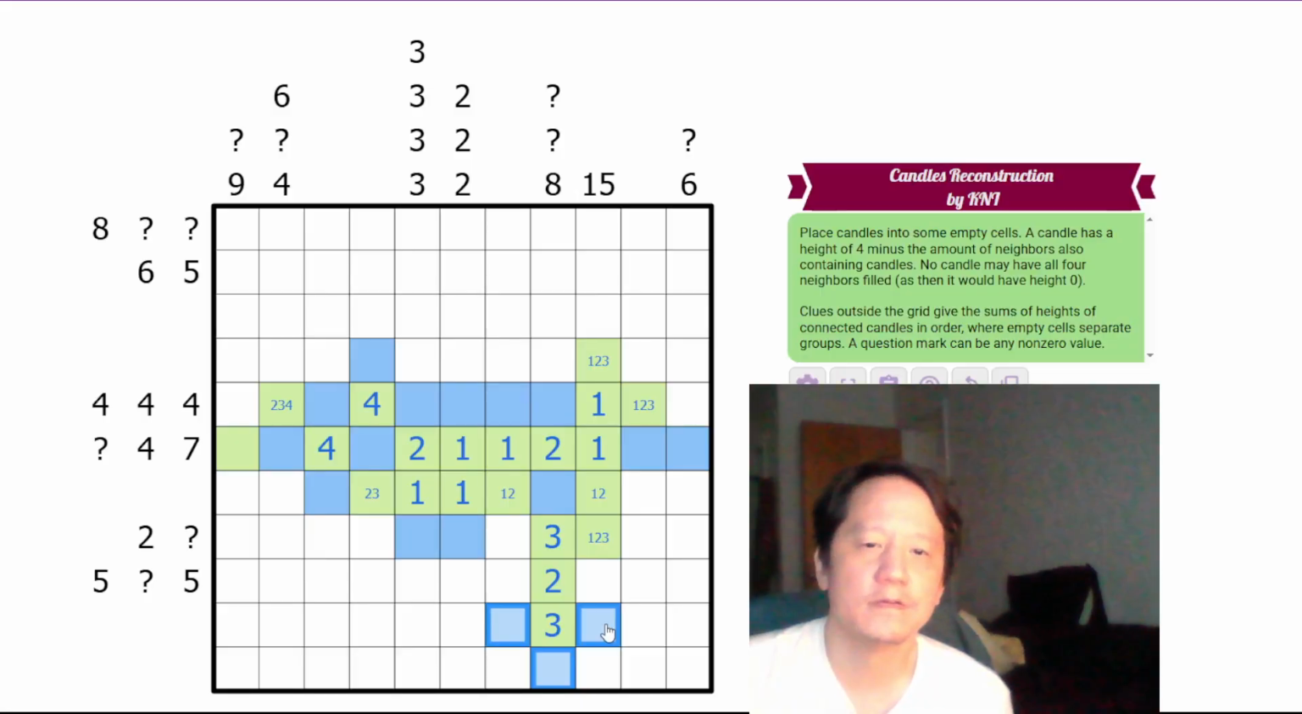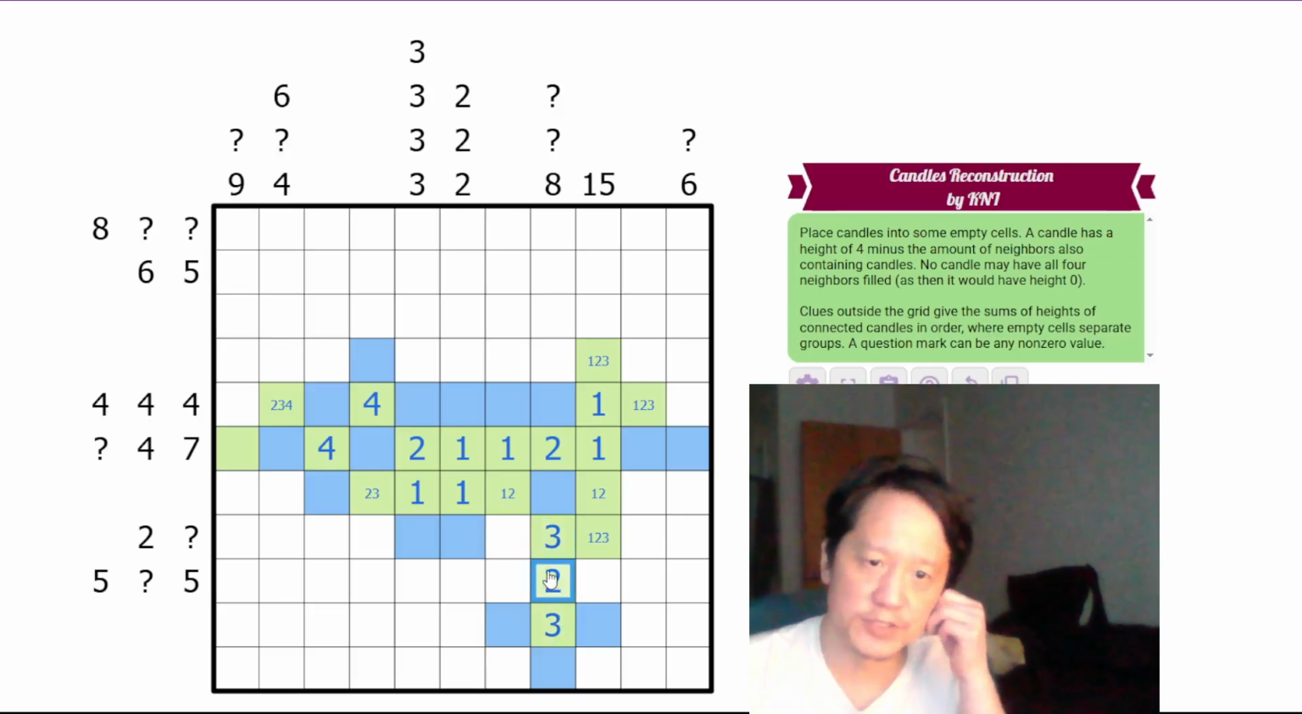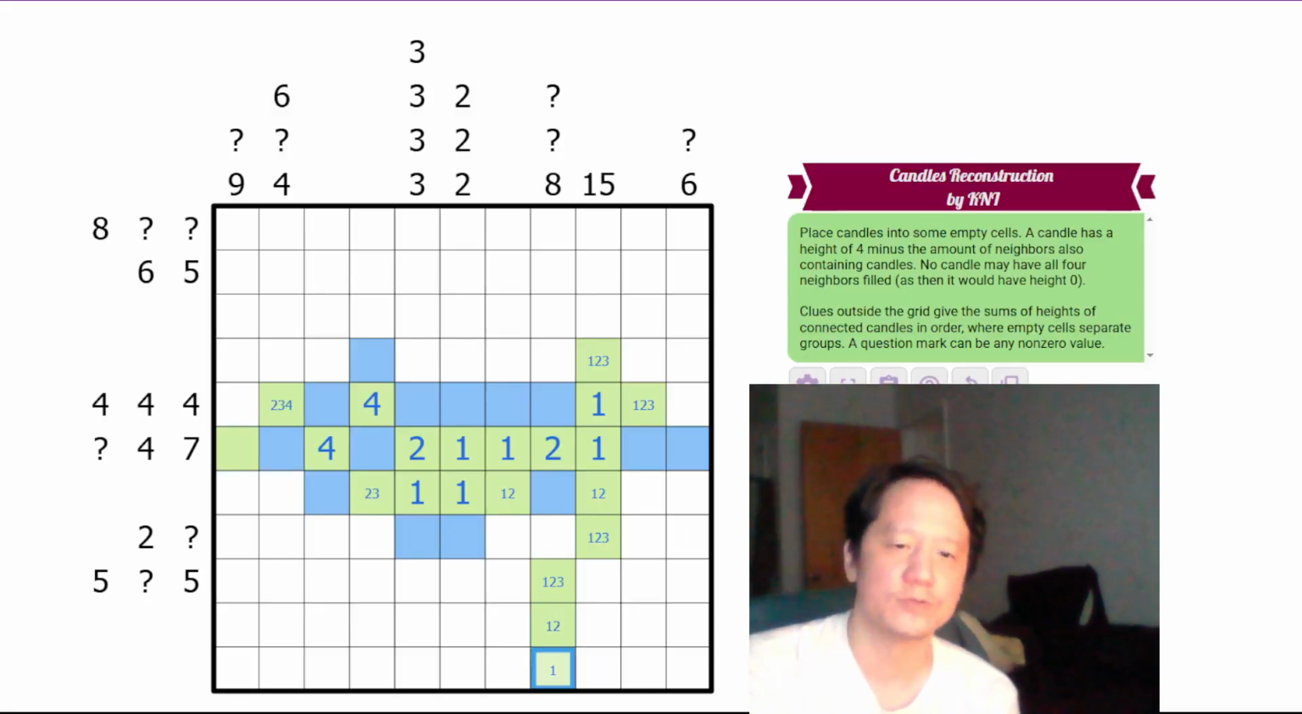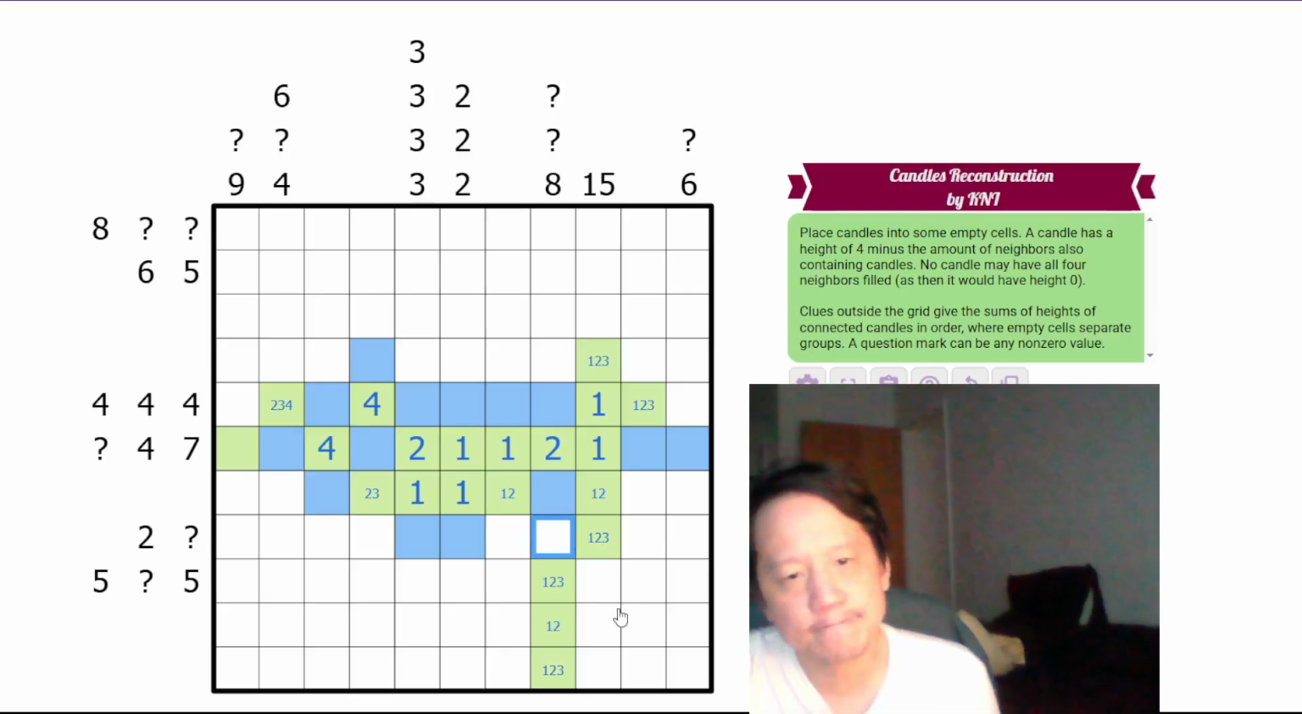Right? The only way you can have this being 3 here is if this is 3, 2, 3. And this is already two neighbors with candles. So this can't be 3. So this is filled guaranteed then. So this is always filled. Which means this cannot be 3 here. So that's 1 or 2. This is 1, 2, or 3.